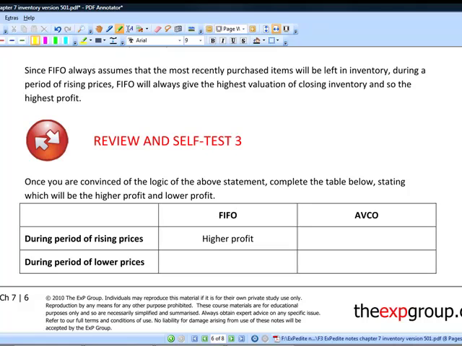I think the way to deal with this is saying, right, there are two possibilities that come up in the exam. One is what's the effect during a period of rising prices, in other words inflation, and what's the effect during a period of falling prices.